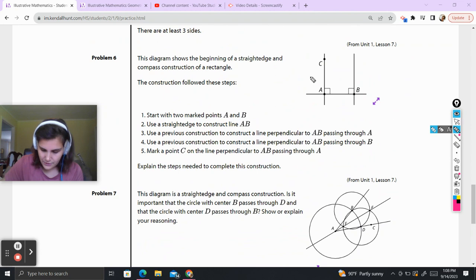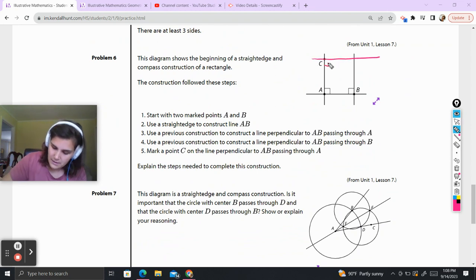Explain the steps needed in a construction. Well, we're going to need the line that goes this way, and we're going to need it to be perpendicular. So we're going to use a previous construction to construct a line perpendicular to segment CA through C, and it's going to look like this. Then we have this intersection right here. We're going to label it D, and then the last step would be to draw segments CA, AB, BD, and DC. And there you go, you have your square. If 3 sides are 90 degrees, the 4th side has to be 90 degrees.